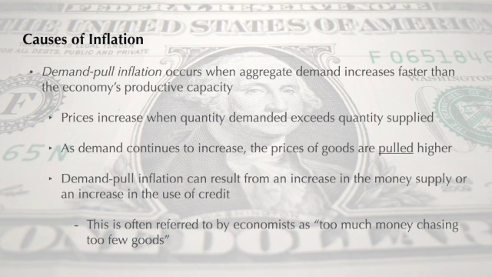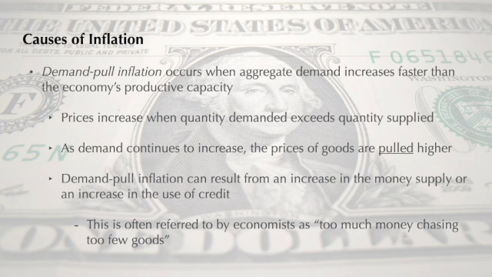When aggregate demand increases faster than the economy's productive capacity, demand pull inflation results. Following the laws of supply and demand, prices increase when quantity demanded exceeds quantity supplied. As demand continues to increase, the prices of goods are pulled even higher. Demand pull inflation can result from an increase in the money supply or an increase in the use of credit.